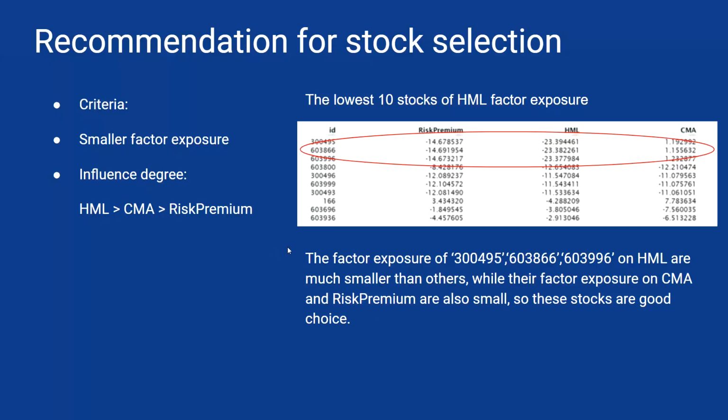Based on this criterion, we screened out the lowest 10 stocks of HML factor exposure. The factor exposures of these three stocks on HML are much smaller than others, while their factor exposures on CMA and risk premium are also small, so these stocks are good choices.